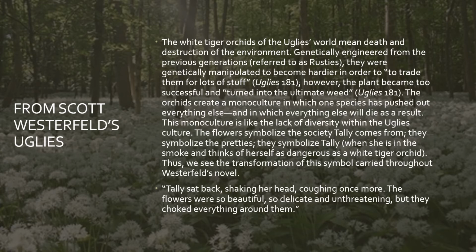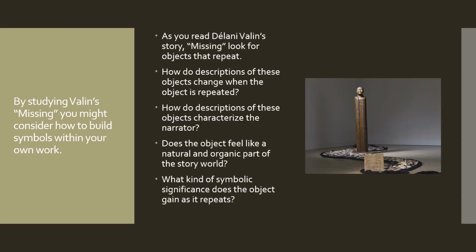So there are different things that this monoculture, the white tiger orchids, symbolize. They can symbolize the society the protagonist Tally comes from. They can symbolize what is referred to as the pretties, the idea that everyone should be beautiful and symmetrical and look very similar. They symbolize the protagonist herself. She thinks of herself as dangerous as a white tiger orchid. So we see this transformation. This is one way we see a transformation of a symbol that is carried throughout the novel. And then I've just given you a quote where Tally first encounters them. So those are examples of symbols, an example of how to recreate a symbol and transform it.